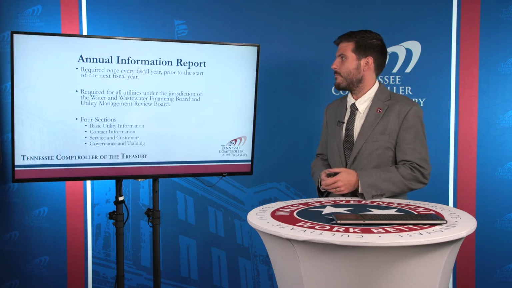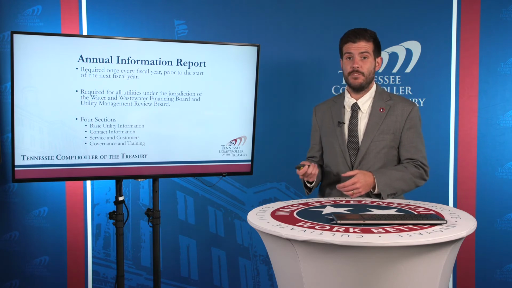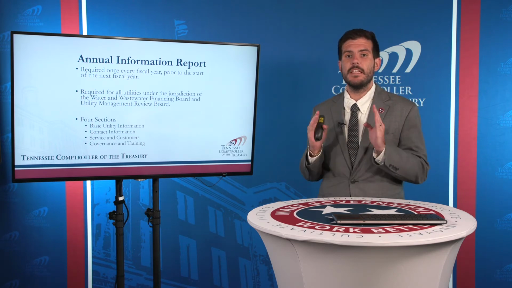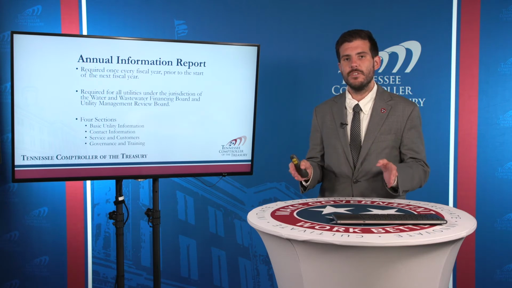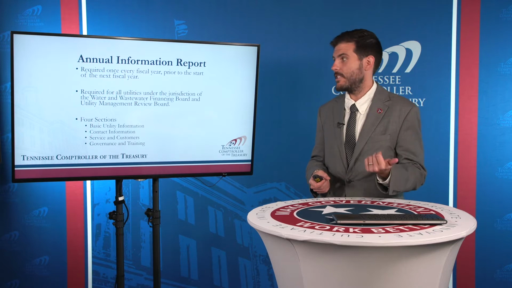The Annual Information Report is required once every fiscal year prior to the start of the next fiscal year, which means that you have the entirety of the current fiscal year to fill it out using information that is provided from the last fiscal year.